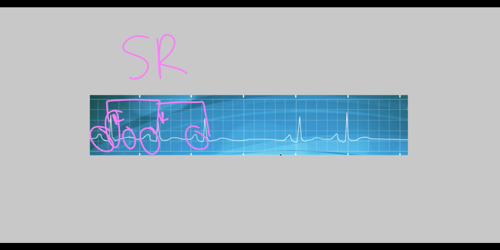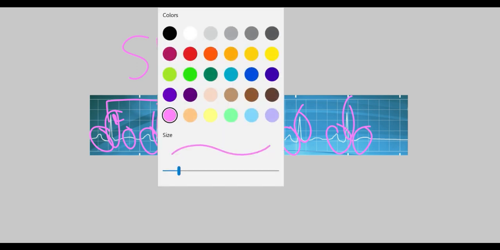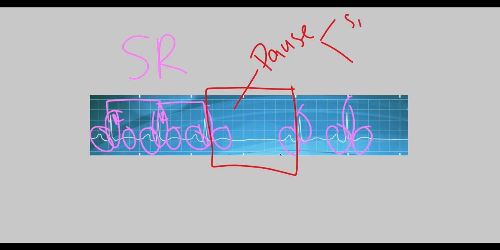Like throughout, you'll see that you do have the P waves throughout. You do have the QRS, and you have the T waves throughout this whole thing. Okay, the only thing that's abnormal, I should say, is that this area is extra long. So we call that a pause. Okay? And there are two different types of pauses. We have a sinus arrest.